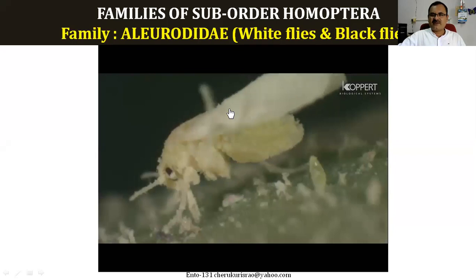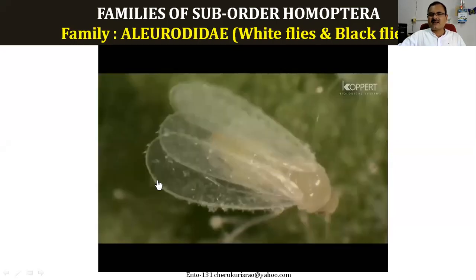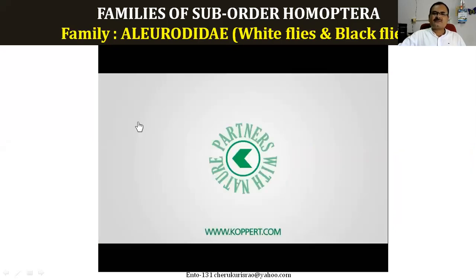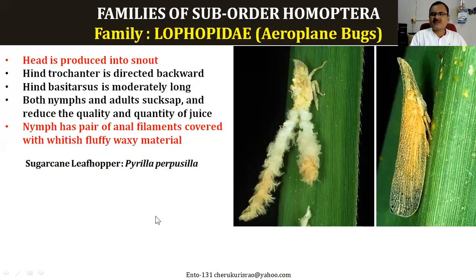They have wonderful wings, and you can see the four wings are normal. There is no modification at all, unlike heteropterans. Now we will see another family, and the last one is Lophopidae. We call them aeroplane bugs. Lophopids are aeroplane bugs, so you can see that here. These bugs are very common in the sugarcane fields, and this is called sugarcane leafhopper. The most interesting and important characteristic feature of Lophopids is that the head is produced like a snout. You can see here, the head is like a snout, both in the nymph and also the adult.